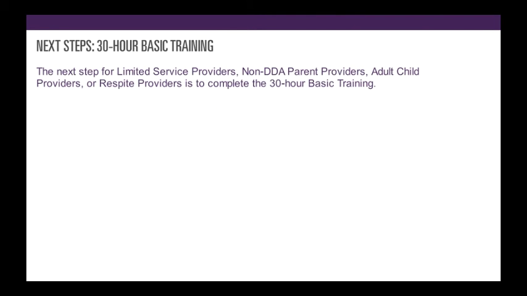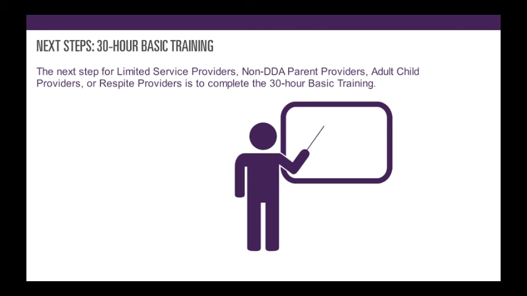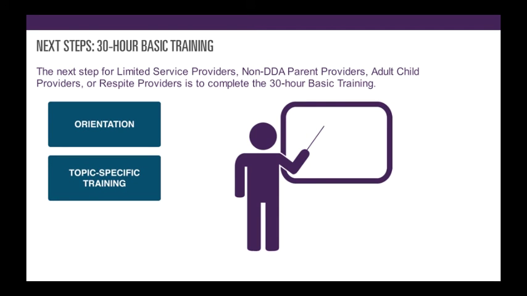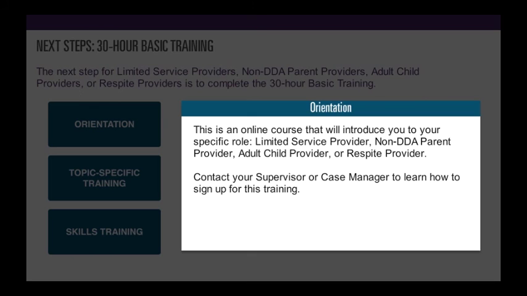For limited service providers, non-DDA parent providers, adult child providers, or respite providers, the next step is to complete the 30-hour basic training. Basic training has 3 parts: orientation to your role, topic-specific training, and skills training. This is an online course that will introduce you to your specific role. Contact your supervisor or case manager to learn how to sign up for this training.